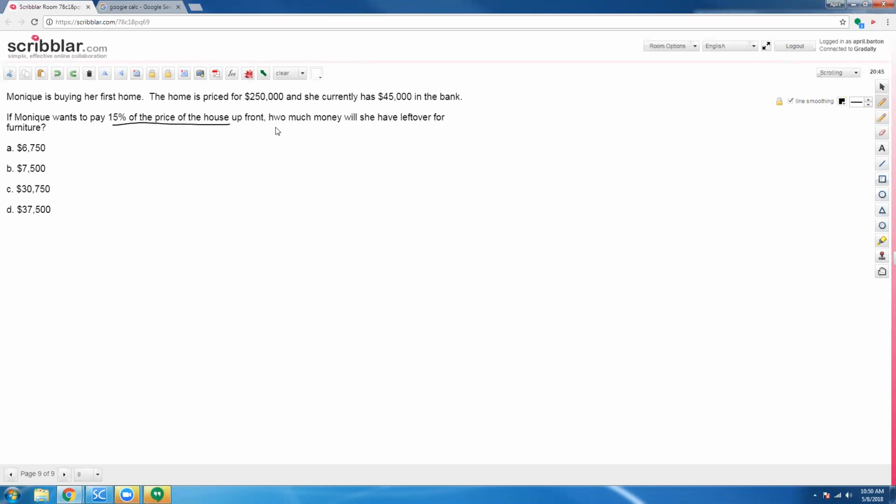So another key piece of information, what they're actually asking for. How much money she has left over. They didn't ask what 15% of the house was. They asked how much money is left over. But we do have to find 15% of the price of the house in order to answer the question.